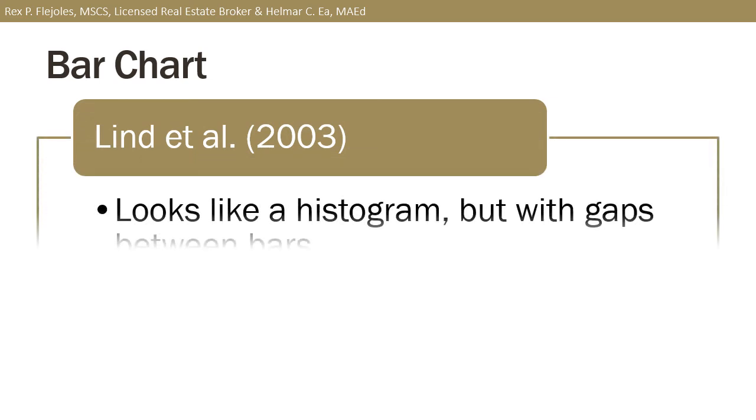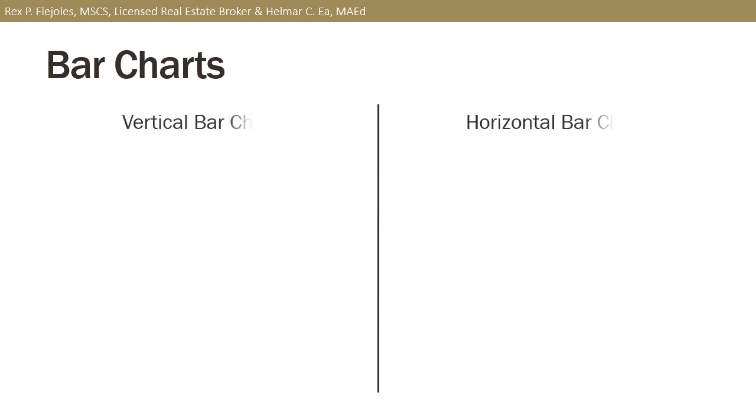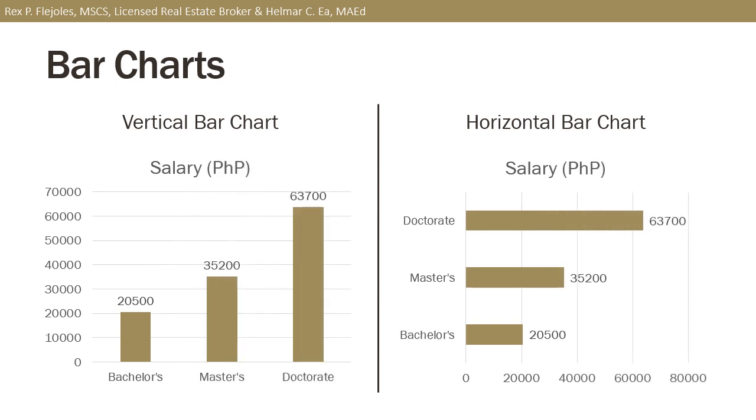Another one is the bar chart. Bar chart looks like a histogram, but with gaps between bars. Moreover, it is similar to line chart that shows trends, but usually depicting nominal scale data. This shows the variations of a bar chart, the vertical and the horizontal. Both charts depict the average salary depending on the educational level. Either of the graphs shows that the salary increases as the educational level gets higher.